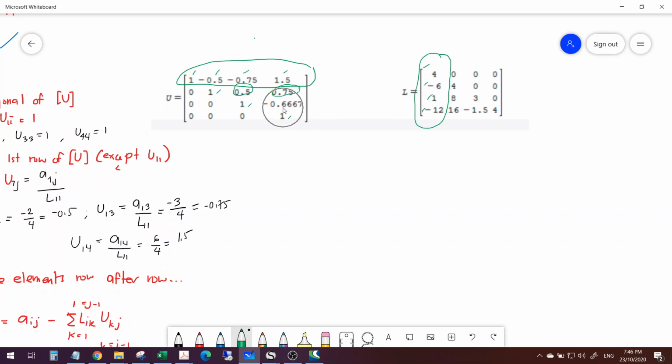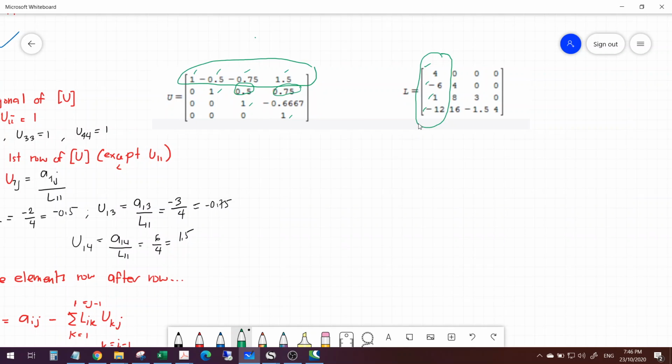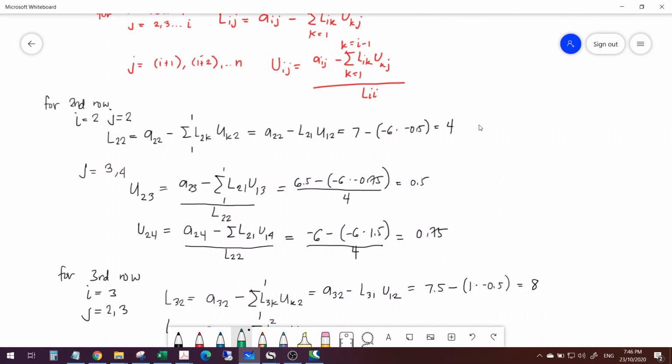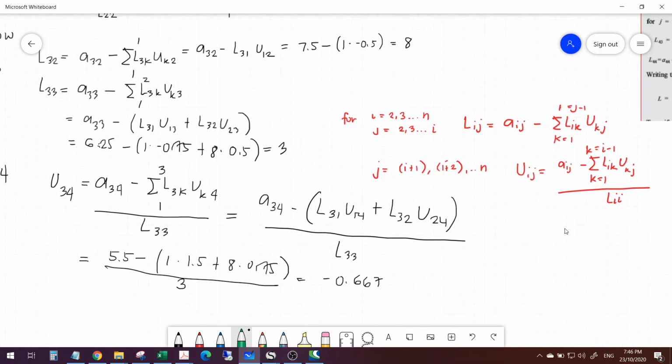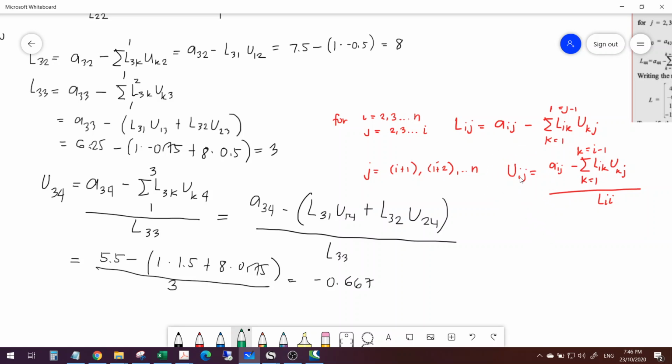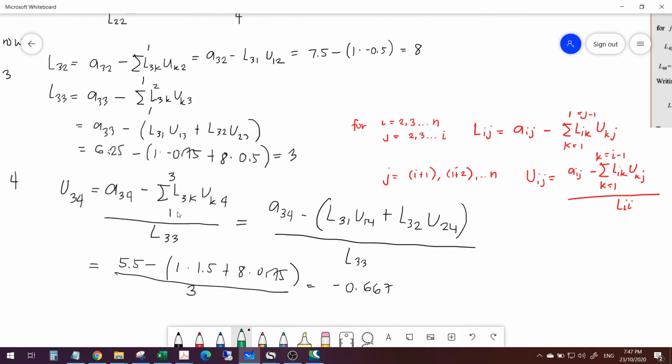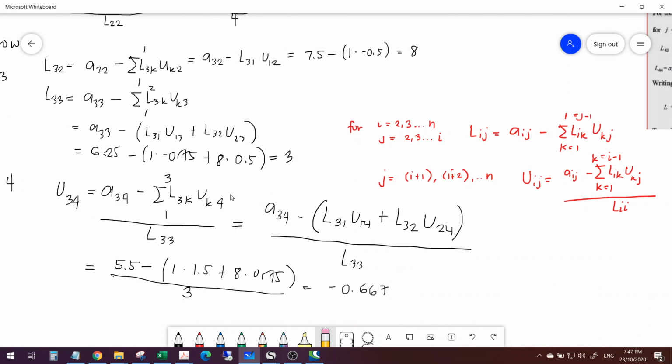Then let's find the corresponding U34. Where's the U34? Here. Implementing this general formula, U34 wherein I is 3, J is 4. So A34 minus summation of L3K UK4. Since K here is running from 1 to I minus 1. What's our I? 3, right? Because we're in the third row. So 3 minus 1 is 2. Therefore, it will be running from 1 to 2 only. So this should be 2.